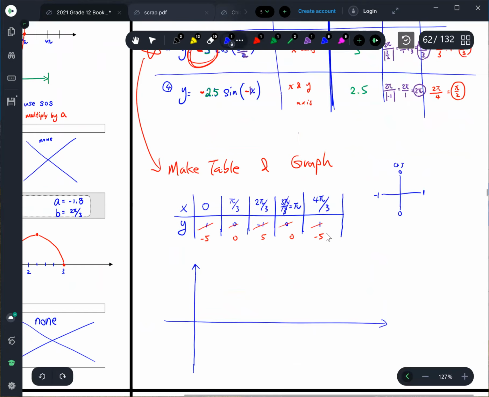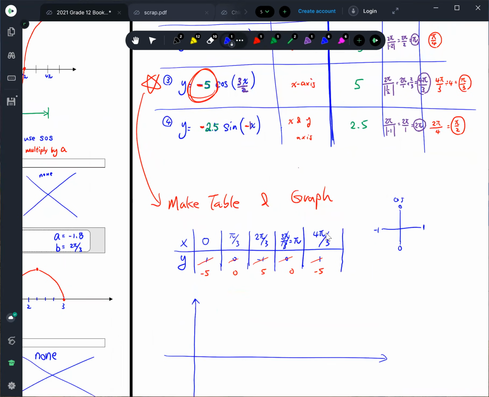Now, how to set up the scales? Wait, Jason. Yes, Daniel? I thought it was 5, 0, -5, 0, 5. Yeah, but because a is -5, right? So we times it by -5. Whatever a is, that's the value you times by the y. But the amplitude will be 5. Amplitude, you ignore the negative sign. Because this one has a reflection, it has to flip upside down.